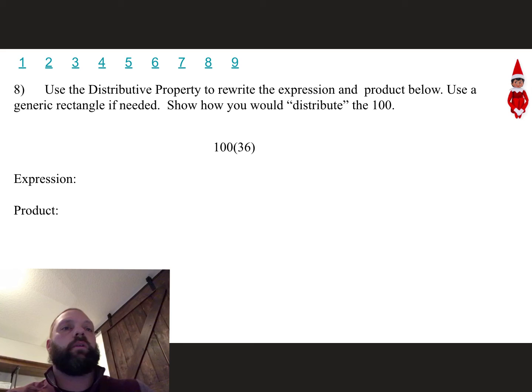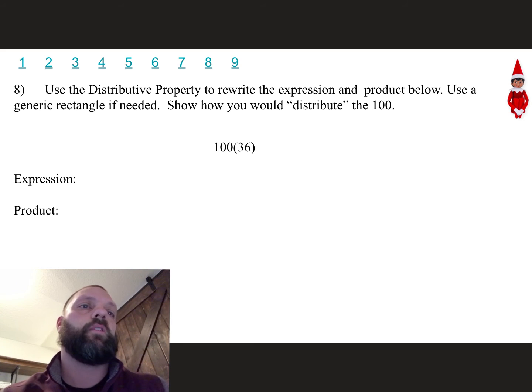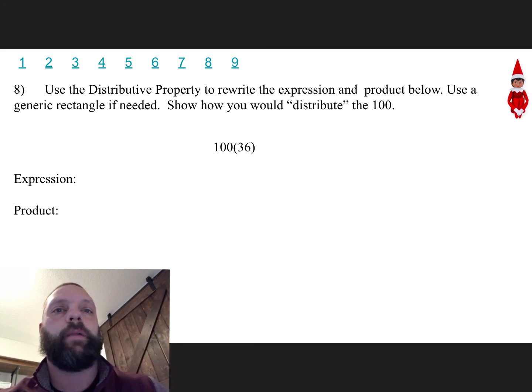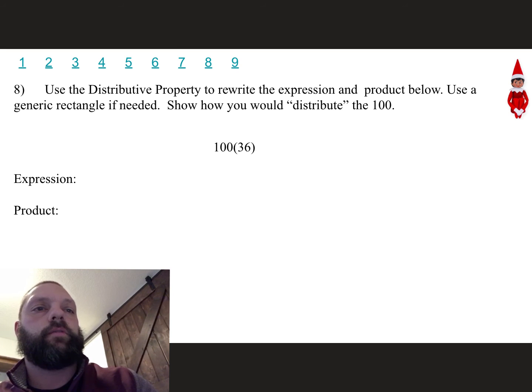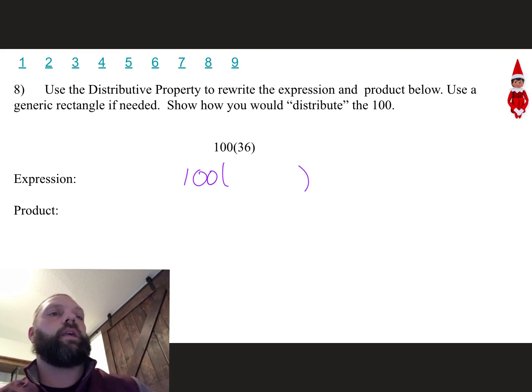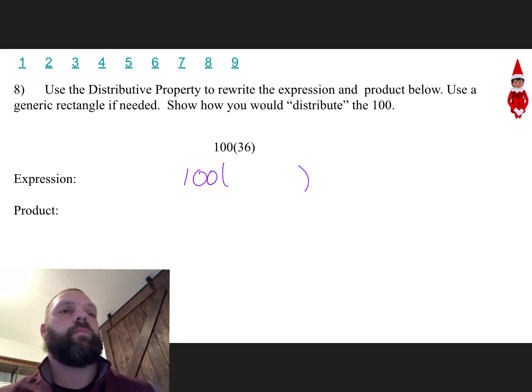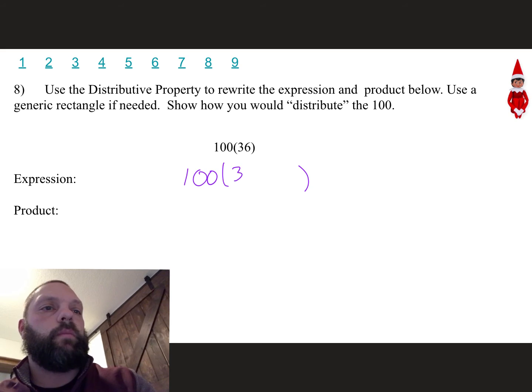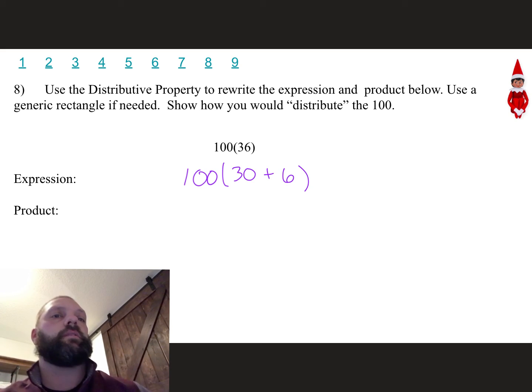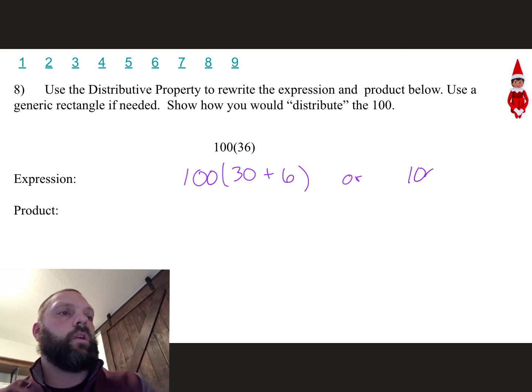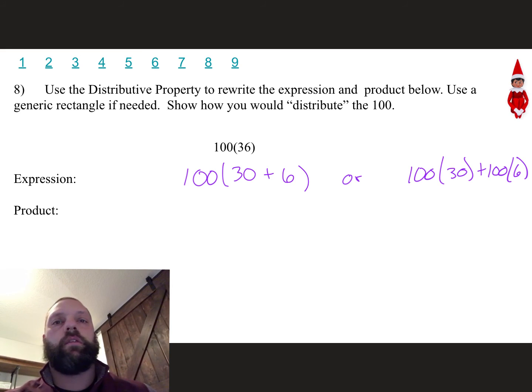So looking at this problem, it is rewriting the distributive property or using the distributive property. So as a reminder, for our expression, 100 stays on the outside, and then we break up 36 into base 10 blocks, and that's going to be made up of 30 plus 6. Or you could also write it as 100 times 30 plus 100 times 6. Either way will get you the correct answer.